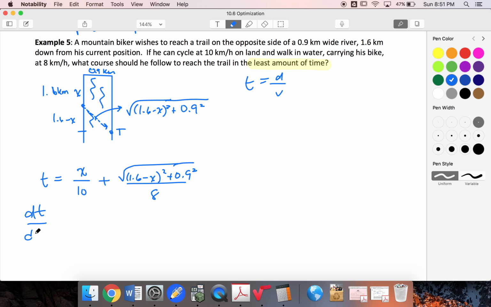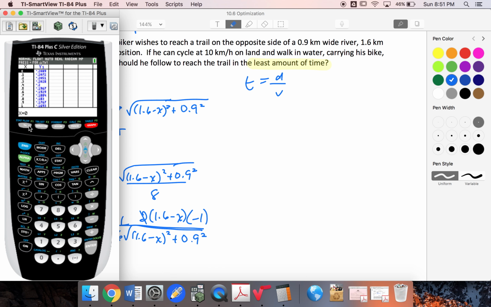So dt/dx, and that's going to be 1/10 plus chain rule. Of course, this is a power of a half. So a half times an eighth is a 16th. And then it will get a power of negative a half, so that's going to go into the denominator. And then take the derivative of the inside. Again, chain rule. So 2 times (1.6 minus x) to the power 1 times the derivative of the inside. So that'll cancel and make 8. Clearly this is a calculator problem, so use it.